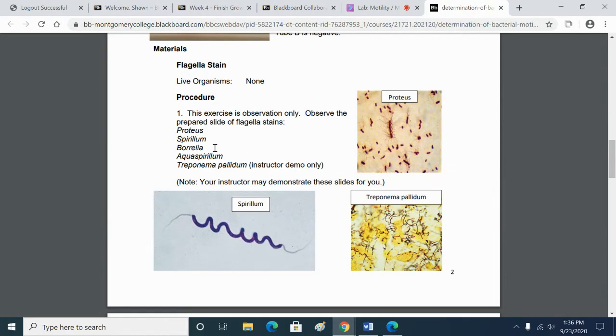Now the Borrelia is not shown here, but Borrelia is a spirochete, and the slide that you would typically see is a blood smear because it's in the bloodstream. And Borrelia burgdorferi is an organism that causes Lyme disease. Have y'all heard of Lyme disease before?